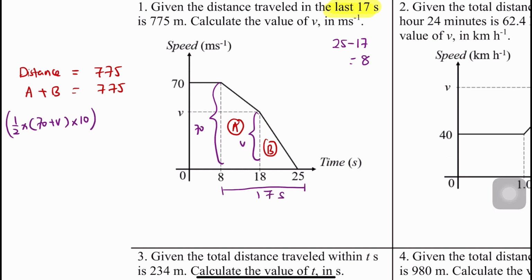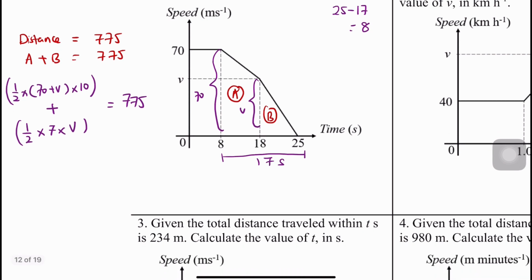Plus B. B is triangle. So we have 1 over 2 times base, which is 25 minus 18, dapat 7, betul? Then times height is V. So, is equals to 775.